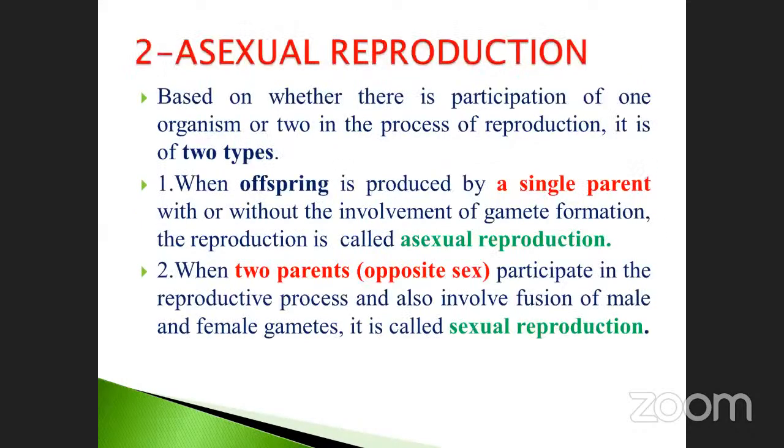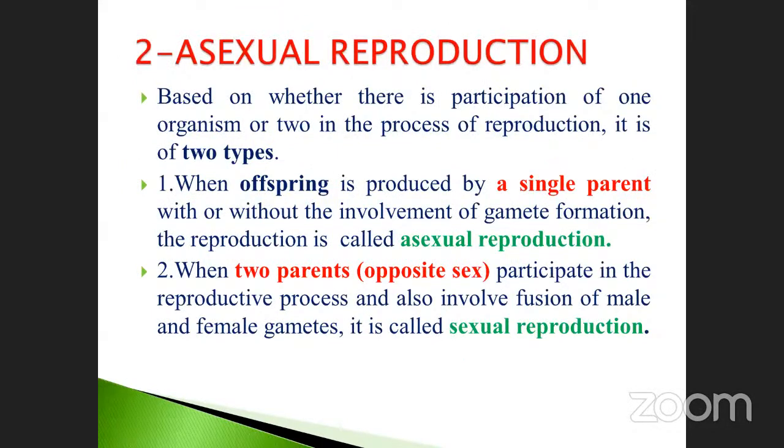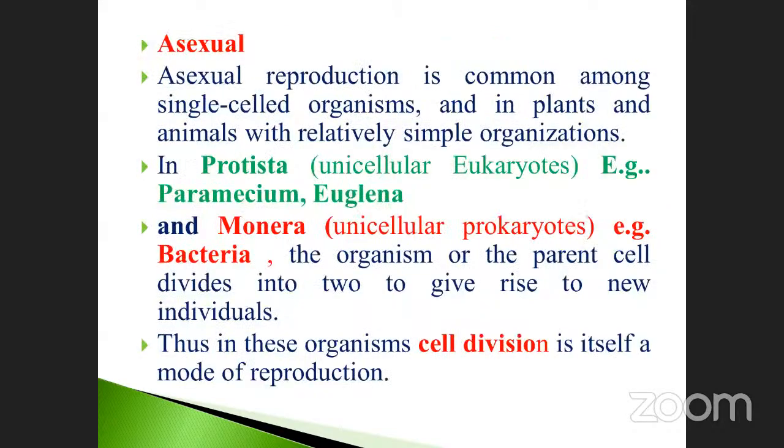These things already discussed. And then sexual reproduction is also very important. There are 2 things, asexual and sexual. Asexual means only a single parent is involved, and sexual means 2 parents, that is, opposite sexes. At the same time, they correspondingly produce male gamete and female gamete. Both the gametes united together, that condition is called syngamy. As a result, the formation of zygote. That we already discussed.